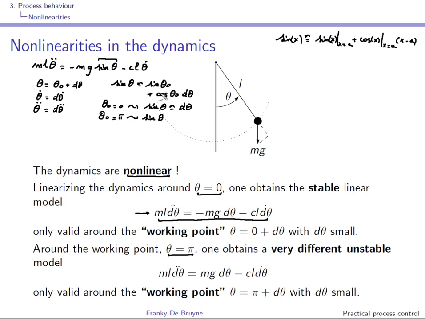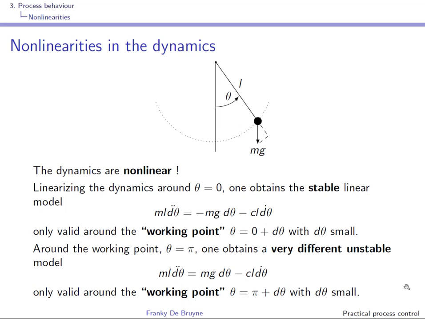Now cosine of pi is minus 1. We'll have sine theta is equal to minus d theta, right? So we end up with this differential equation, and this will describe the behavior of the pendulum in upright position around theta is equal to pi, and d theta now is of course the variation around the working point pi.